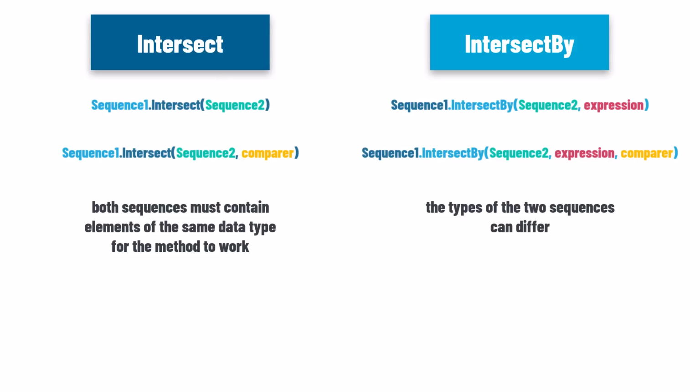Through the examples we have walked through, from guest lists to book catalogs, we have seen how these LINQ methods streamline the process of finding common elements, providing clarity and efficiency to our code. Remember, Intersect is your go-to for a direct intersection of elements, while IntersectBy is your choice when specific properties or complex comparison logic come into play. By understanding and utilizing these methods, we can handle a variety of intersection tasks more elegantly, making our code not just more readable but also more robust.